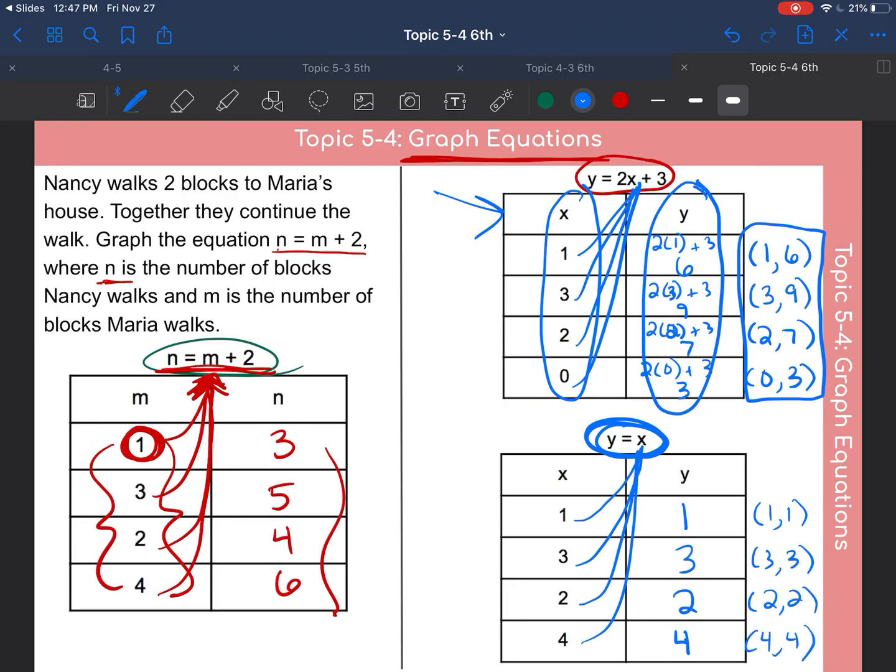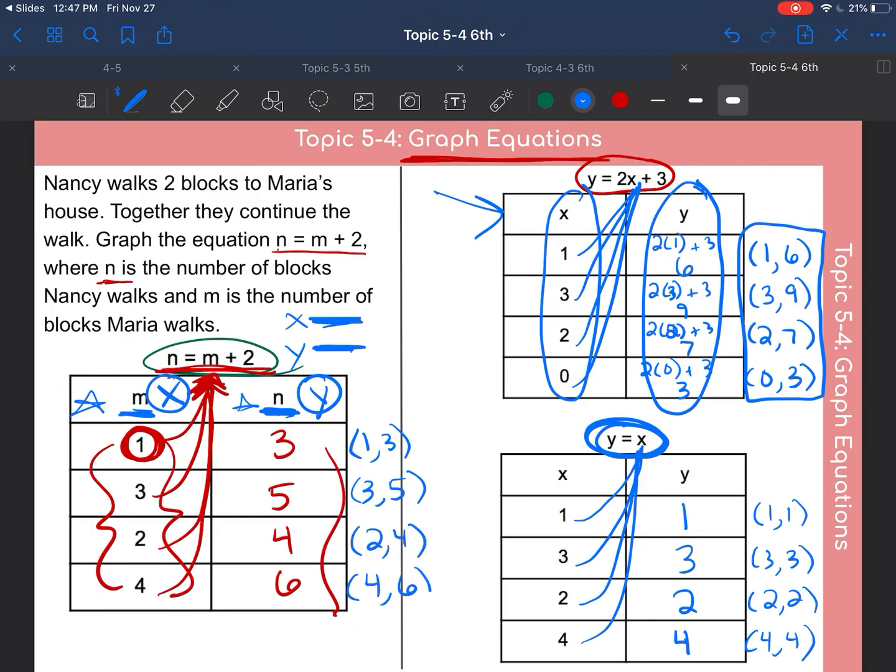Now the last one, it's a little weird because we have m and n, okay? It doesn't say x or y. If there's not an x or a y, it always goes left to right. So the m is actually an x and the n is a y. So we would read it left to right. And if the table is top and bottom, it will be x up top and y on the bottom. Okay, so now we can still get these ordered pairs. It would be 1, 3, 3, 5, 2, 4, 4, 6.